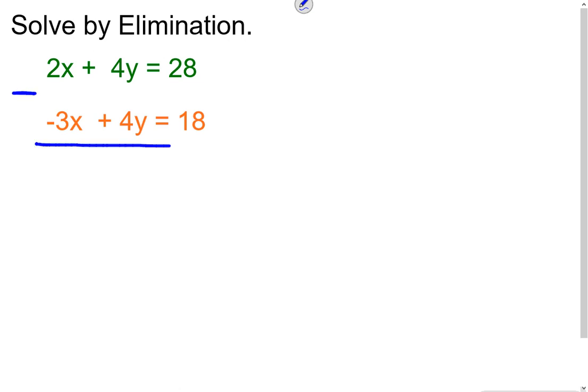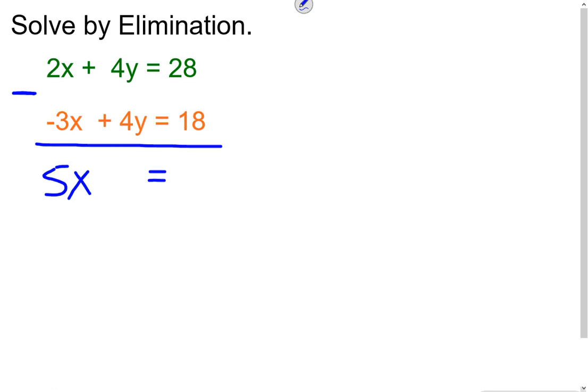I have to be careful on this because we have to subtract every single term. So I have 2x minus -3x. If I take 2x minus a -3x, that's like 2x plus 3x, and I get 5x. Then we get the 4y minus 4y. Well, that's 0y. I'm not even going to write that down.